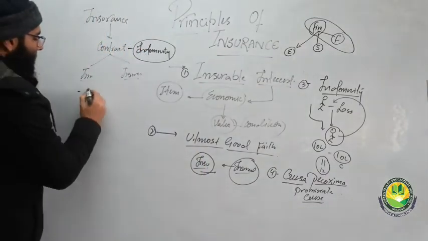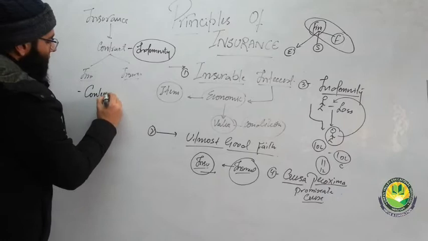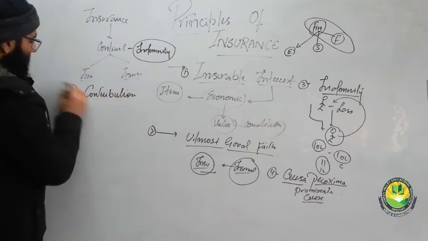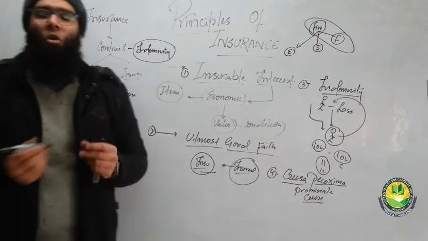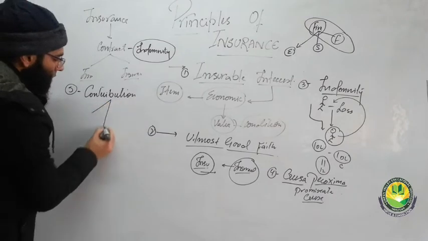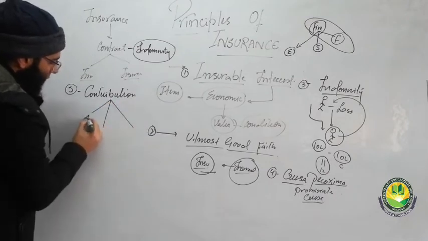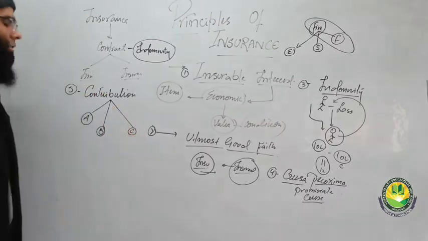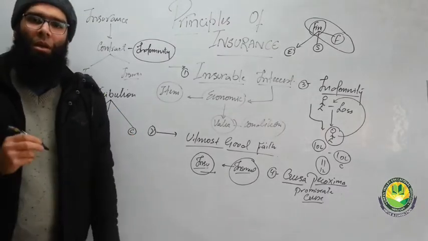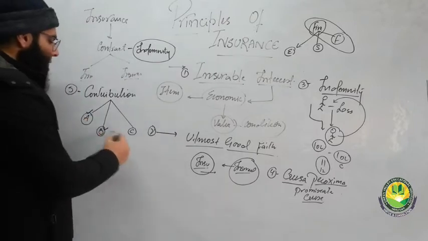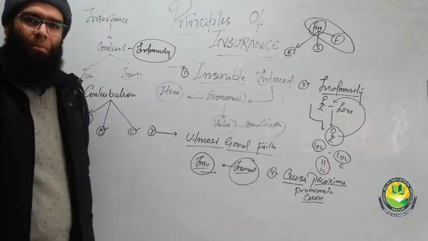Then we have the principle of contribution, the fifth principle. The principle of contribution says that if there are multiple insurers, A, B and C. For example, my house is insured by A firm, by B firm and by C firm.